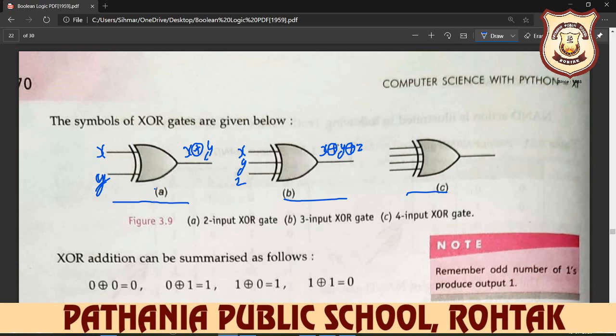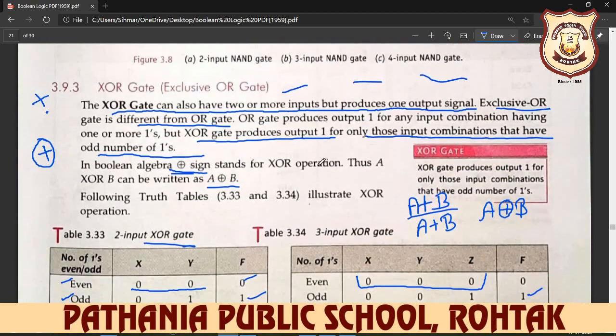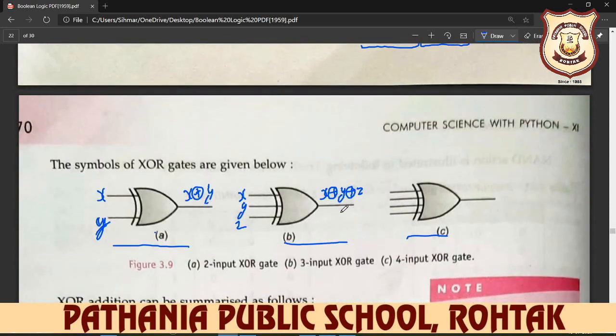This is your symbol of XOR gate, and before this we learned the truth table of XOR gate. Here is our truth table of XOR gate. This is your truth table and this is your symbol. Now one more gate is there, XNOR gate.